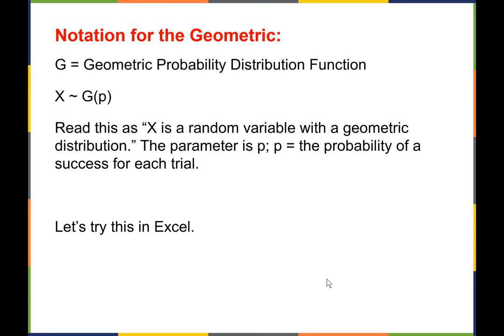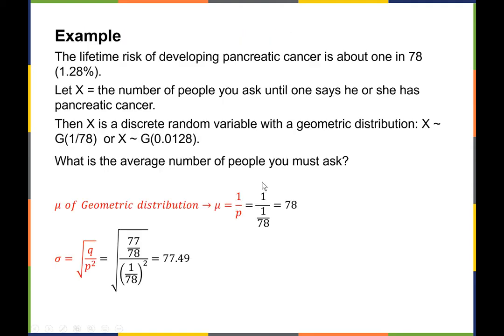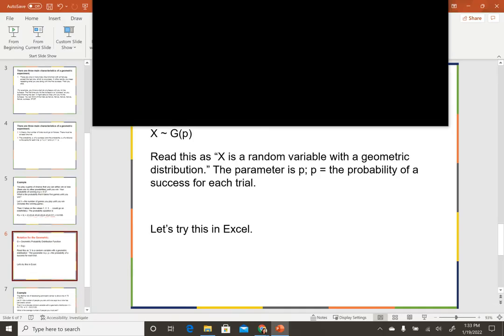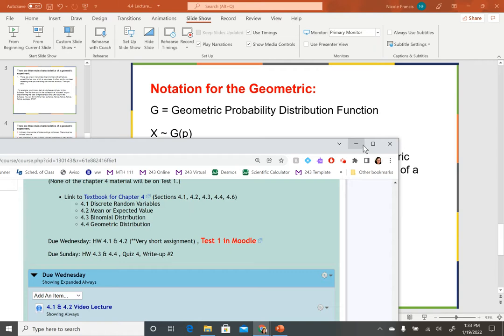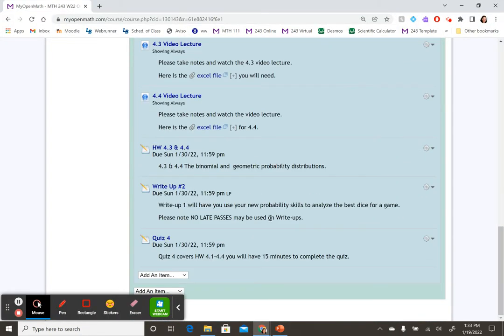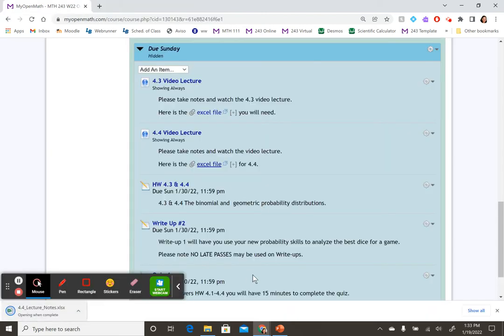Oh, wait. We're going to give this a try in Excel. So go ahead and go to MyOpenMath. And let's pull up the Excel file we need. It's under the 4.4 lecture video. So here's the Excel file we need. And open it up.